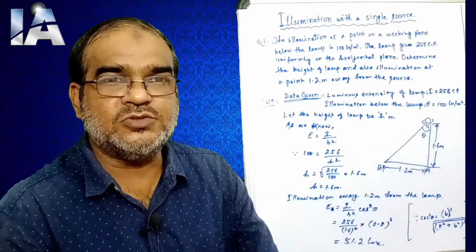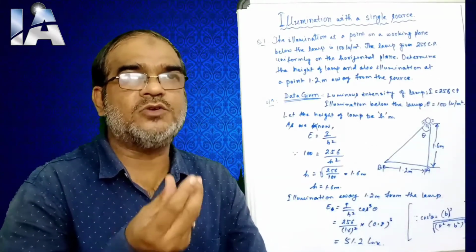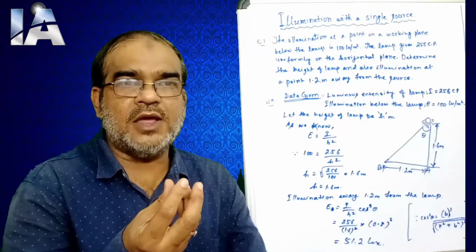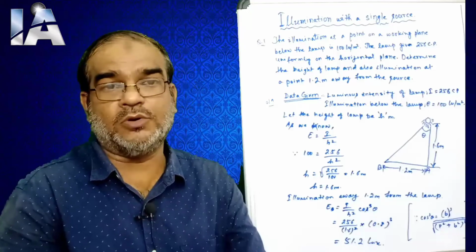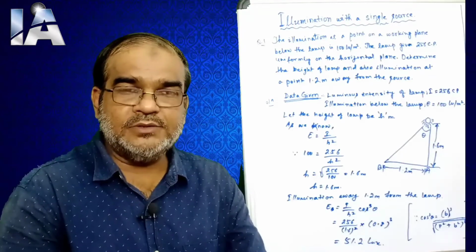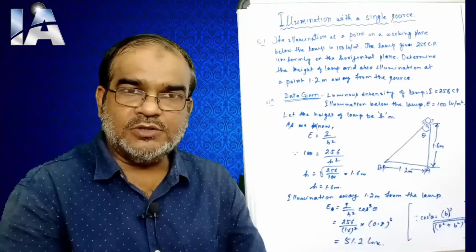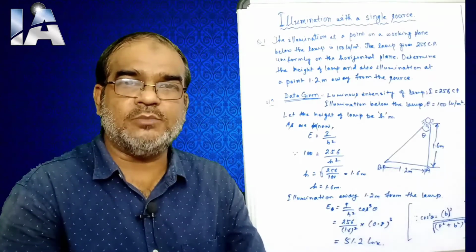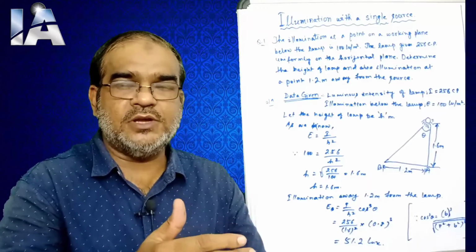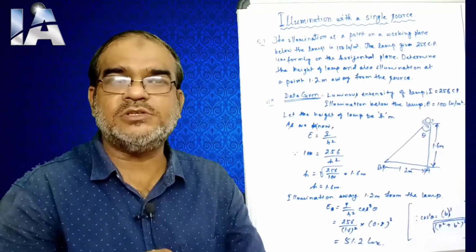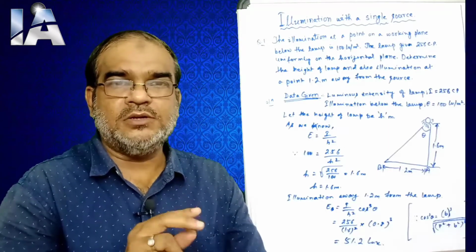Now what is a single source? A single source means a single lamp. If you connect one lamp, how much light comes from the lamp to the floor directly below the lamp, and away from the lamp? If the light falls directly below the lamp, how much intensity do you get, and away from the lamp, how much intensity do you get? These are the two problems you will deal with here.